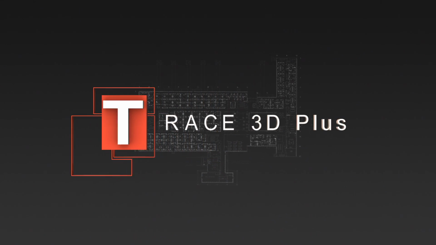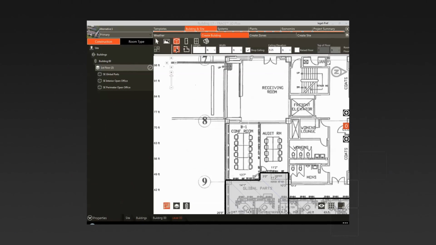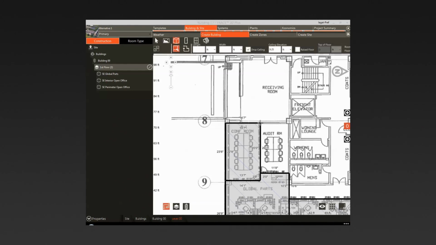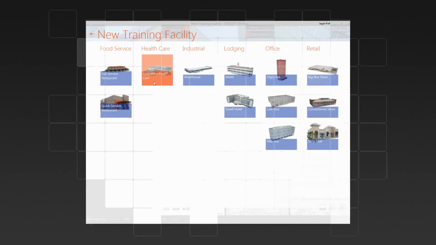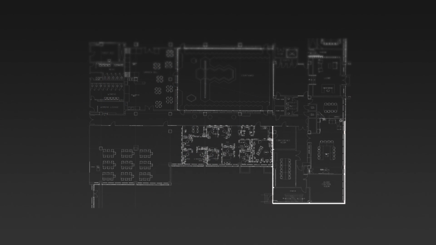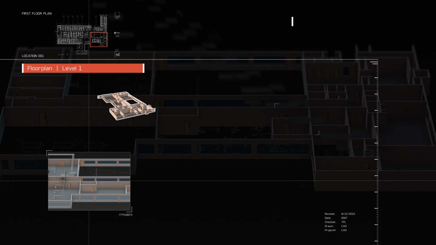Introducing Trace 3D Plus. Trace 3D Plus offers an integrated visually dynamic workflow to help you minimize modeling time and costs. You'll save even more time by accessing our expanded libraries and building theme templates. Trace 3D Plus makes it easy to validate models in two or three dimensions.